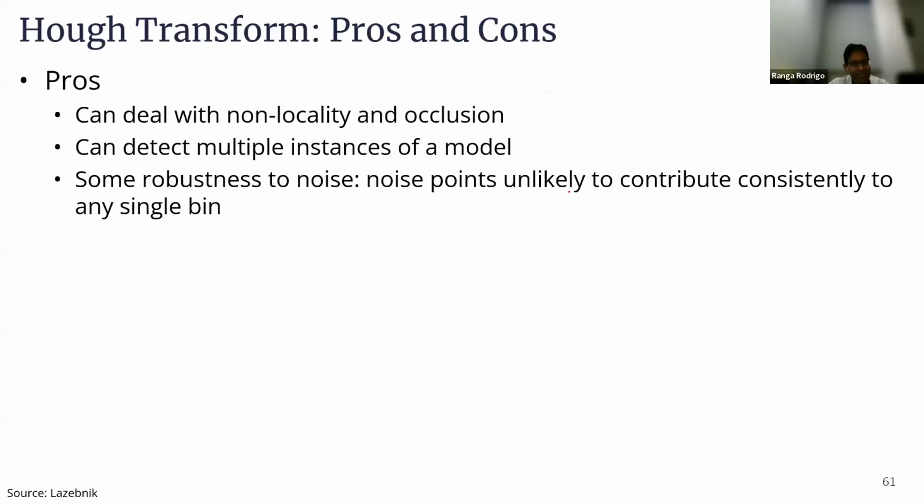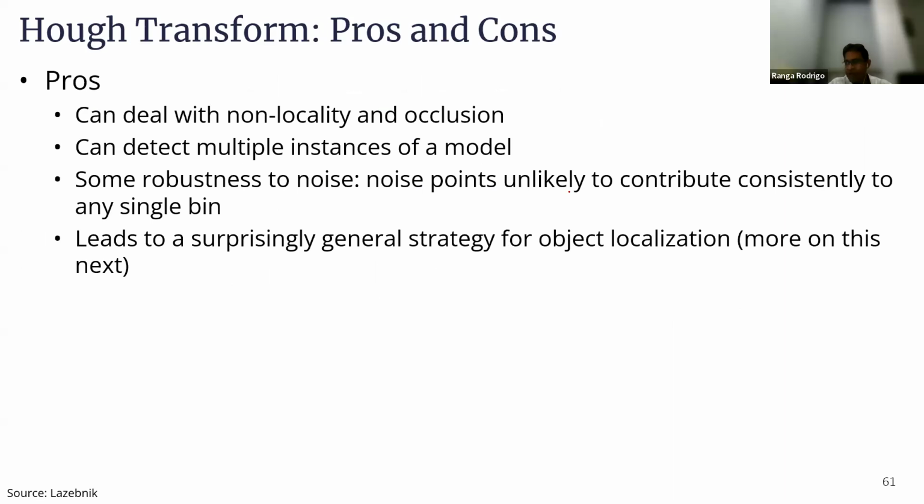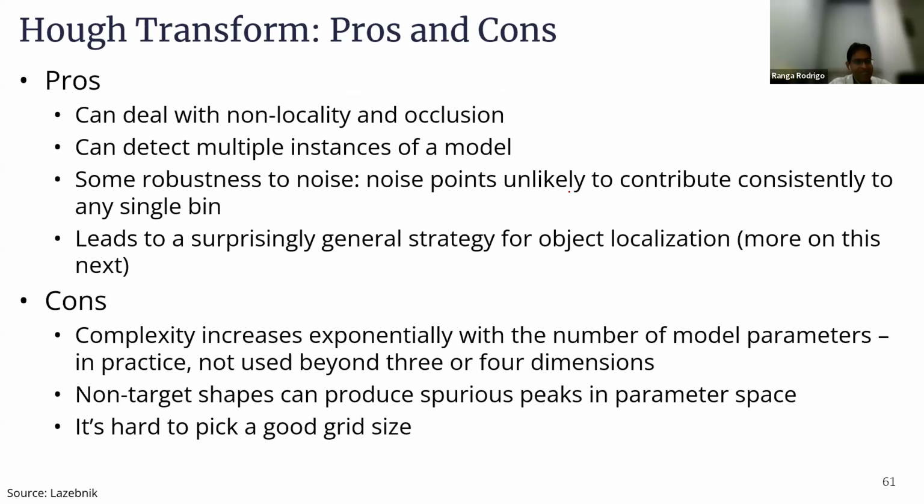So, Hough transforms, good things: they can deal with non-locality and occlusion, can detect multiple instances of a model, and have some robustness to noise. Noise points are unlikely to contribute consistently to the same bin. So you can see that it can also get rid of outliers. It leads to a surprisingly general strategy for object localization, more on this next. The downside: Hough complexity increases exponentially with the number of model parameters.